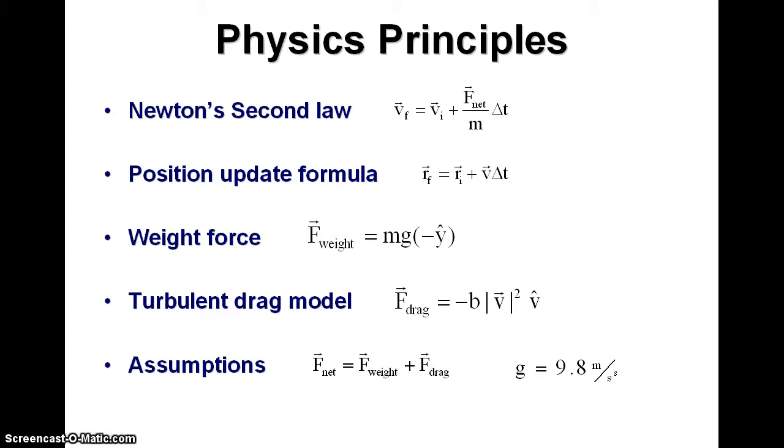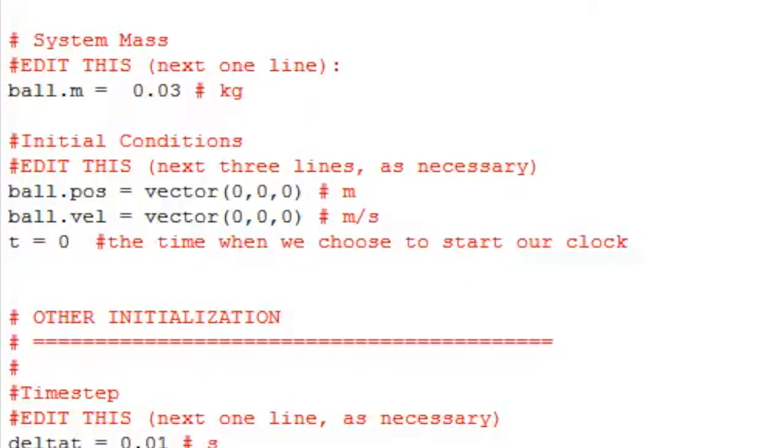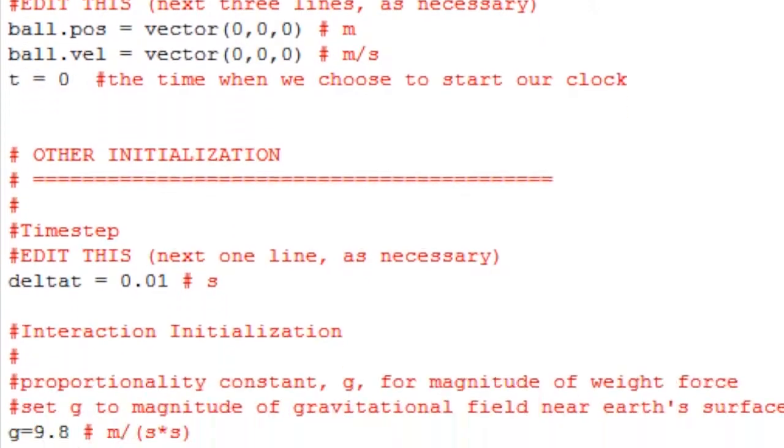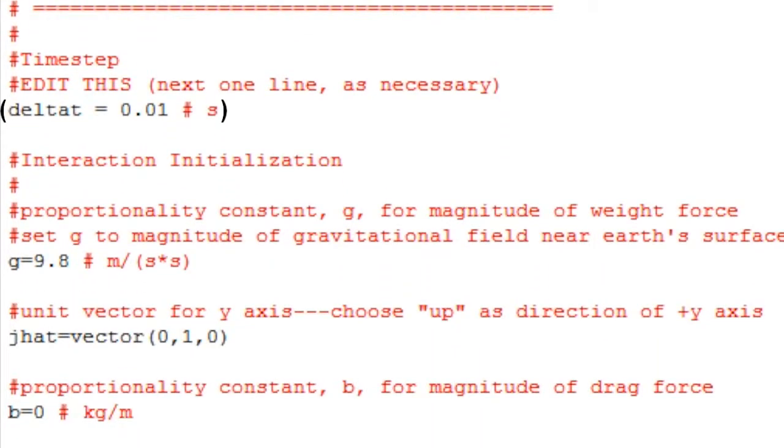We will also assume that the magnitude of the gravitational field near Earth's surface, little g, is equal to 9.8 meters per second squared. As you can see in this first computer model, I have set the mass of the system to that of the lid in my observation. The initial position is the origin. The initial velocity is 0. The clock starts at 0 as well. The time step, delta t, is set to 1/100th of a second.